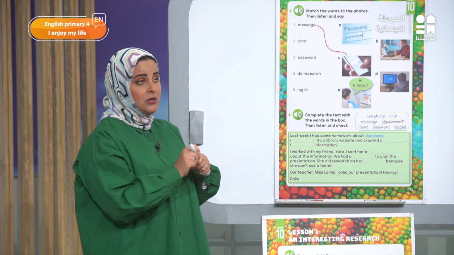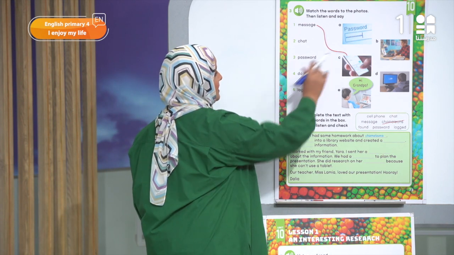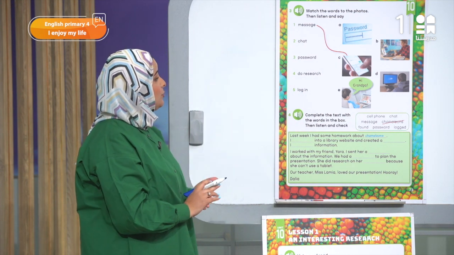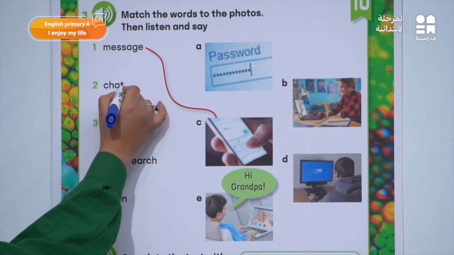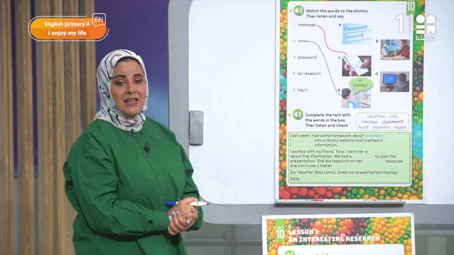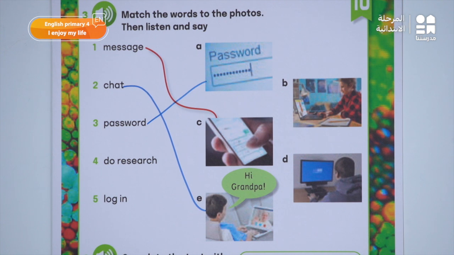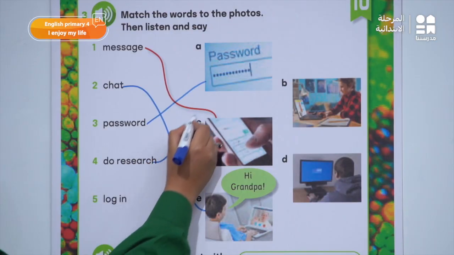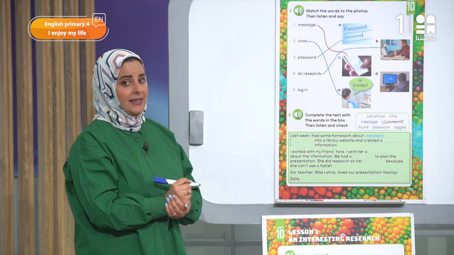So we need to match the words first, as the question says, and then we will check our answers and listen to the audio. So the first one, message, and it's already done. Number two, chat. Which picture is it? Number two is E. So chat number two with E. Number three, password. Password A. So three will go with A. Do research. Do research B. And the last one, log in. Log in D.